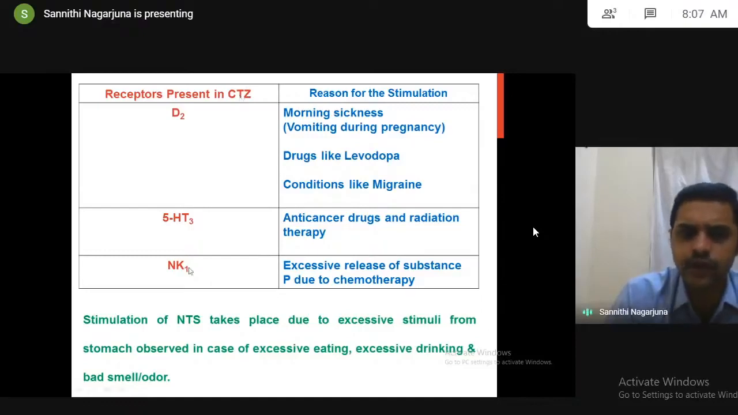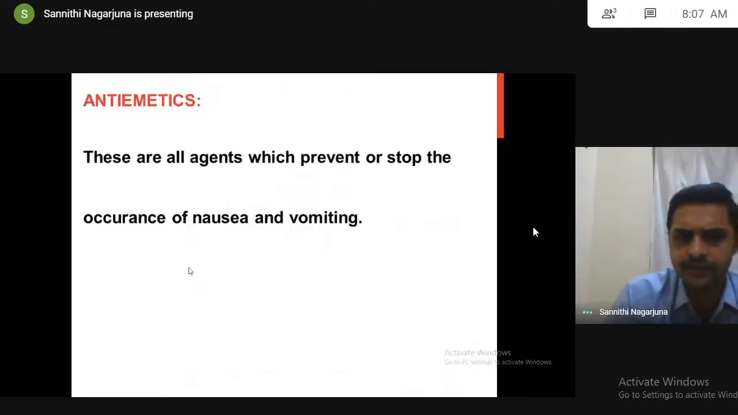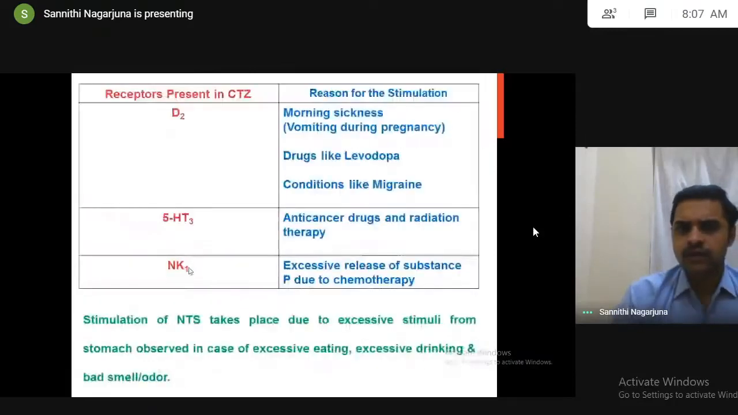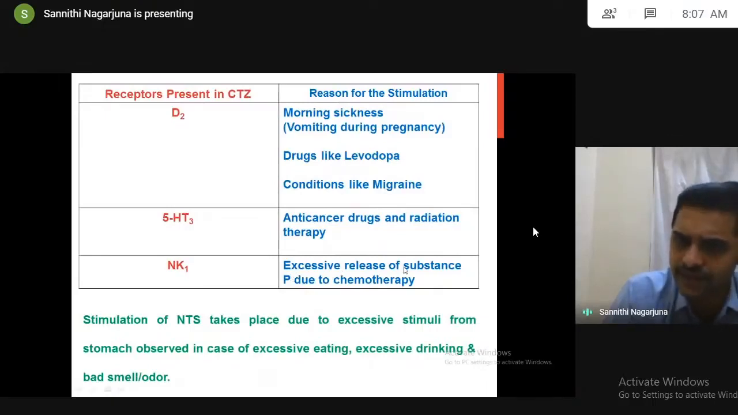Another is NK1, neurokinin 1 receptors. These get stimulated because of excessive release of substance P. So excessive release of substance P, which is observed due to chemotherapy, will cause the stimulation of NK1 receptors in CTZ and cause vomiting.